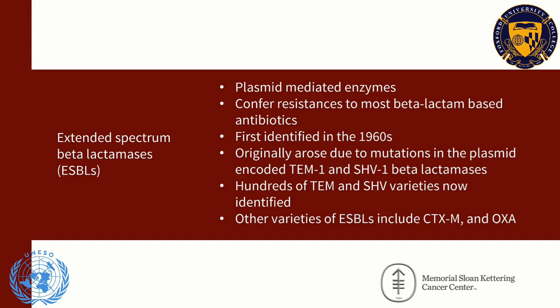To date, hundreds of different TEM and SHV varieties have been identified based on varying amino acid substitutions conferring resistance. Other varieties of ESBLs include CTX-M and OXA, in addition to other more rare or geographically restricted enzymes.